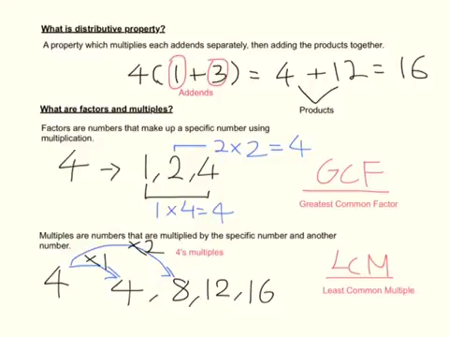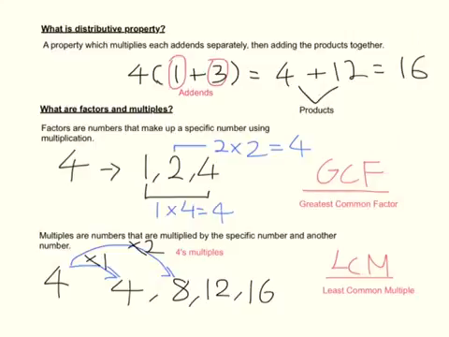As you can see, 4 comes from multiplying 4 and 1, because distributive property is multiplying each addend separately. 4 times 1 is 4. 4 times 3 is 12. Now we've got 4 and 12. These are the products. Now we have to add the products together, which is 16.